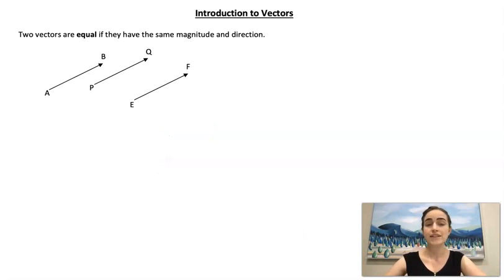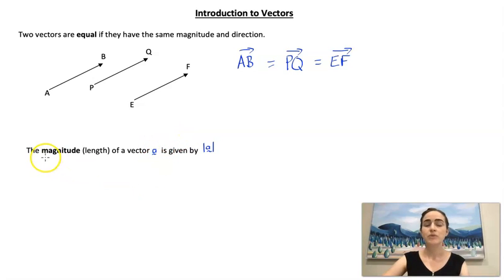Now we say that two vectors are equal if they have the same magnitude and direction, regardless of where they've been shifted around the plane. For example here, all three of those arrows are exactly the same length and they're pointing in the same direction. So we could write that vector AB is equal to vector PQ, which is also equal to vector EF. Now if we have a vector A, then we say that the magnitude or the length of that vector is given by the absolute value of A.